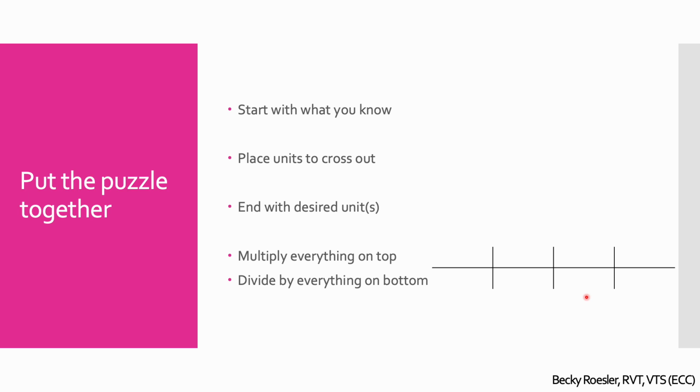You're then going to place your units so they cross off accordingly. You want to end with your desired unit. Then, once you have everything in place on your train tracks, you multiply everything on the top of the train track and divide by everything on the bottom of the train track. So we're definitely going to go through lots of examples, so I hope this will make sense in just a little bit.